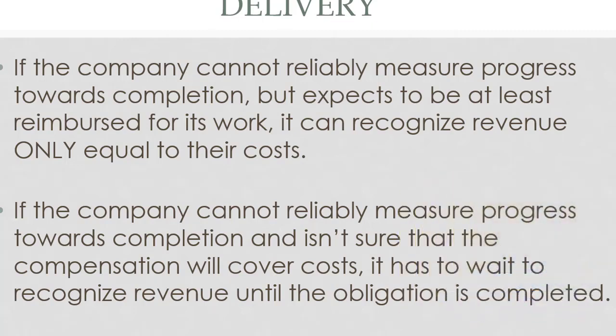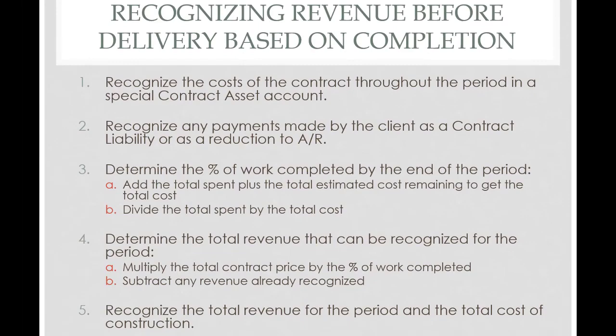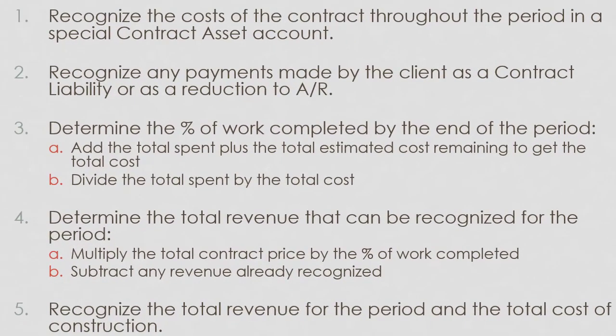Let's start out with the first method, assuming that I've got good estimates and I know I'm going to get paid and I meet one of the requirements. I get to use what we call the percentage of completion method. And there are 5 steps to this method. First off, I recognize all of the costs of this contract in a special contract asset account. Second, I recognize any payments that my client has made as either a contract liability or as a reduction to accounts receivable if I've recognized some of the revenue in the past.